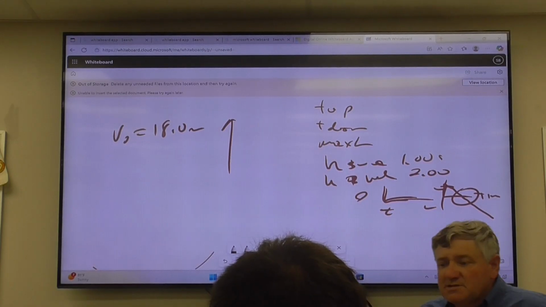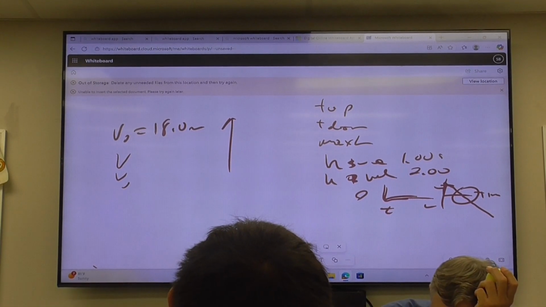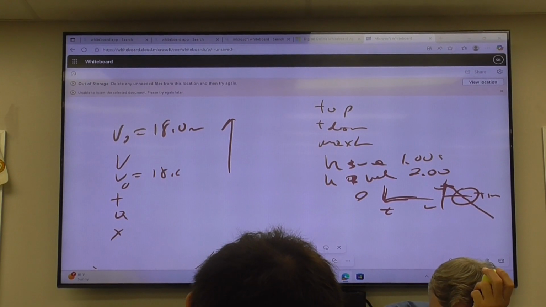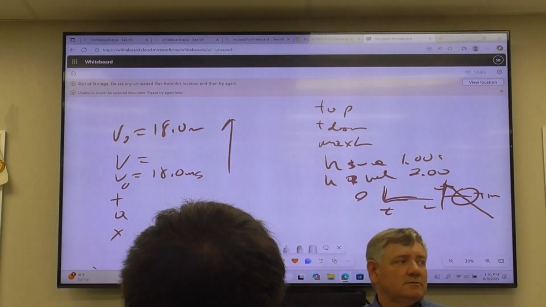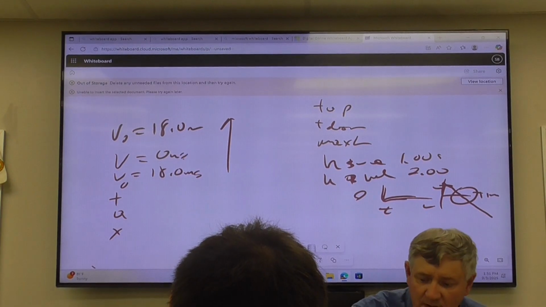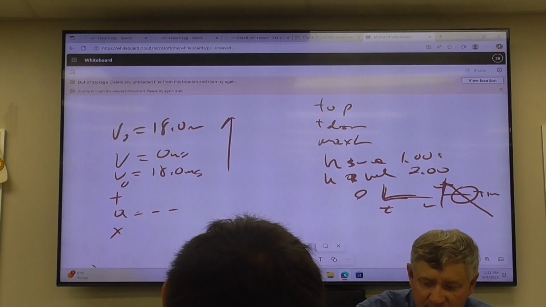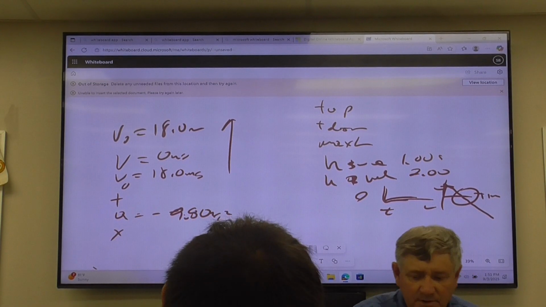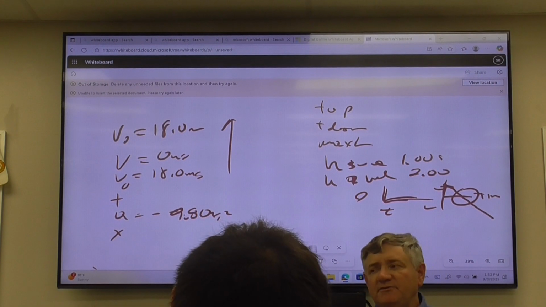Cool. So, if you look at the V naught table, initial velocity was 18 meters per second. On the way up, what's my final velocity? 0. What else do you know? Acceleration is negative 9.8 meters per second squared. Cool. Let's talk about the time up. How can you find the time up?